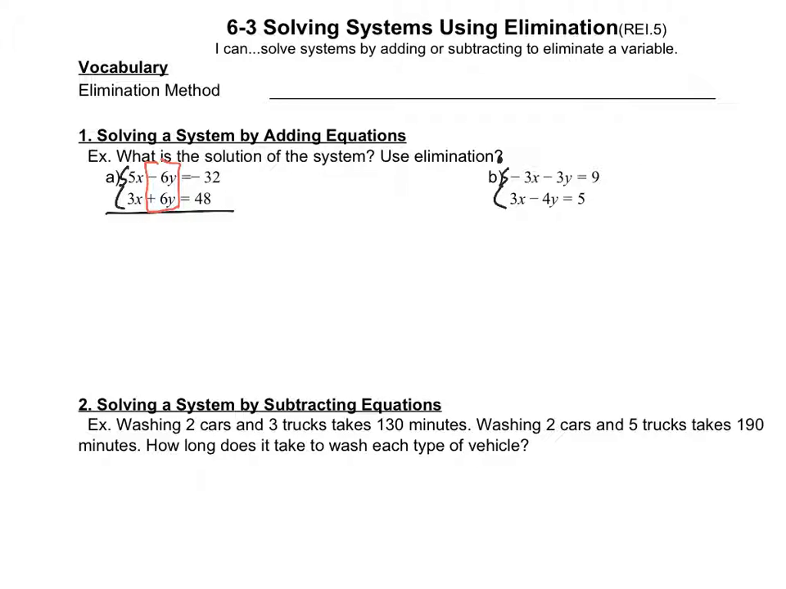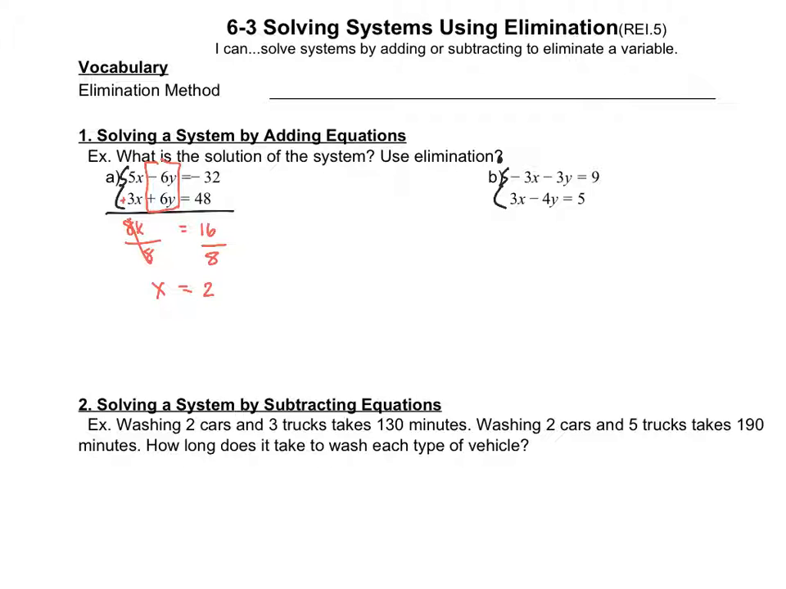So when we go to combine this, we're going to add everything together going downward, combining like terms. So 5x plus 3x is going to give me 8x. And then my 6y and my minus 6y will cancel out. So that is going to end up giving me 0y, or just 0. We don't have to put it in there. So that is going to equal 48 minus 32, which is 16. Continuing to solve for x using my inverse operations, x is going to be equal to 2.